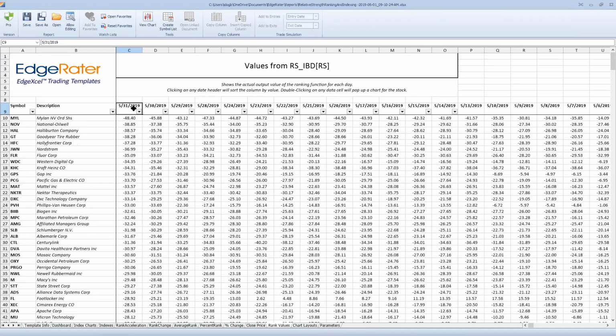Now these values could be anything, right? Just depending on the output of the function. So they're not bound from 0 to 100, which makes it difficult to compare against other stocks.